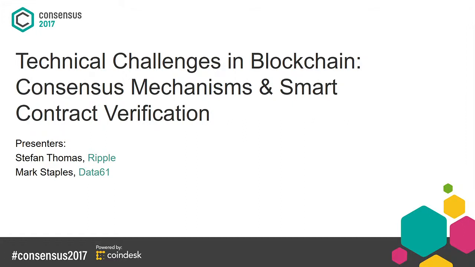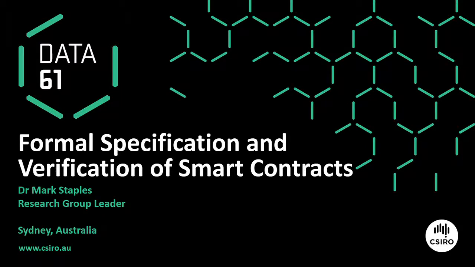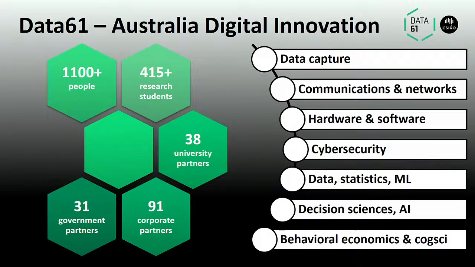All right, thanks, Stefan. Thanks very much for coming. If you're interested in the problem I'm going to talk about, my name's Mark Staples. I'm from Data61. I'm going to talk about formal specification and verification of smart contracts. So first, briefly, what is Data61? It's a national research institution. It's part of CSIRO, which does all sorts of research in mining and agriculture. Data61 is the digital innovation research piece of that.